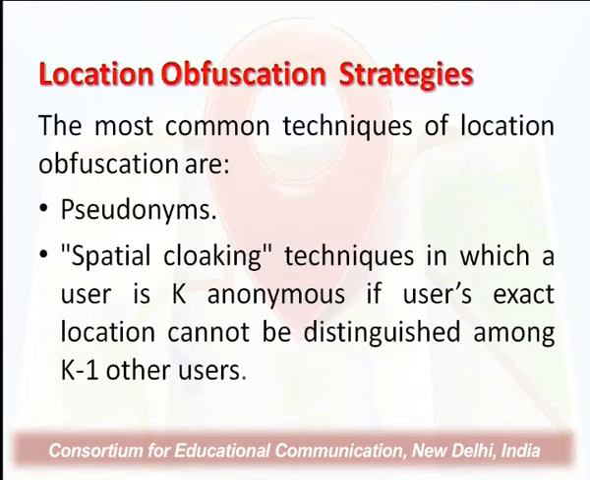So, there can be many location obfuscation strategies. That means the quality of location can be lowered using pseudonyms. You can kill the relationship between identity and location by not using your actual identification, by using pseudonyms, or by spatial cloaking, in which, as I told you, there can be k minus 1 other users, or n number of users, and a particular user cannot be distinguished from these users.